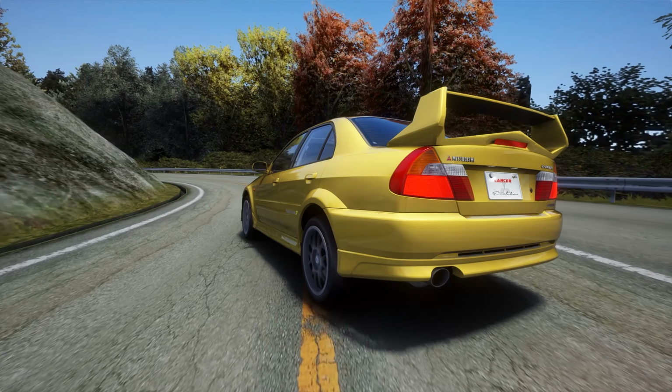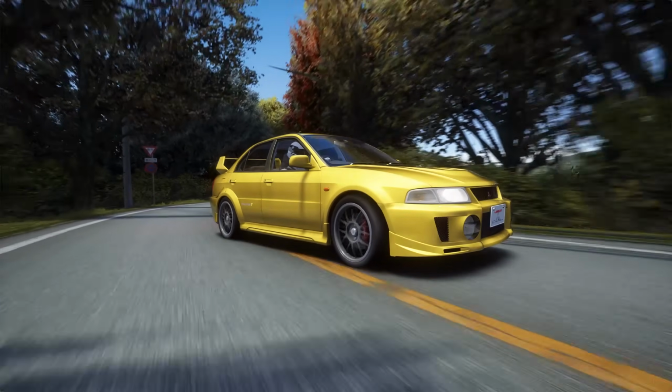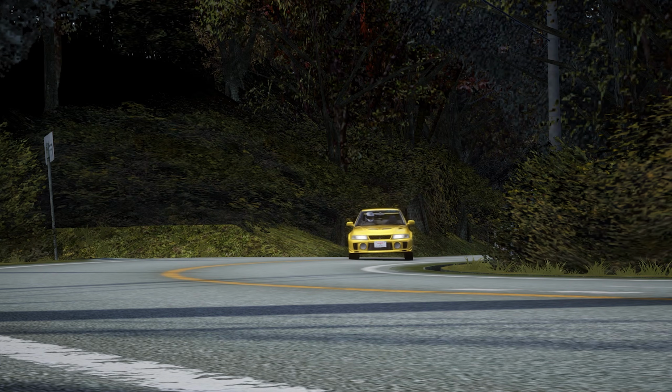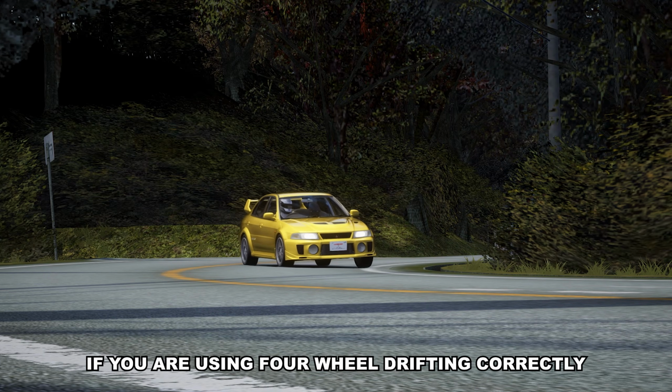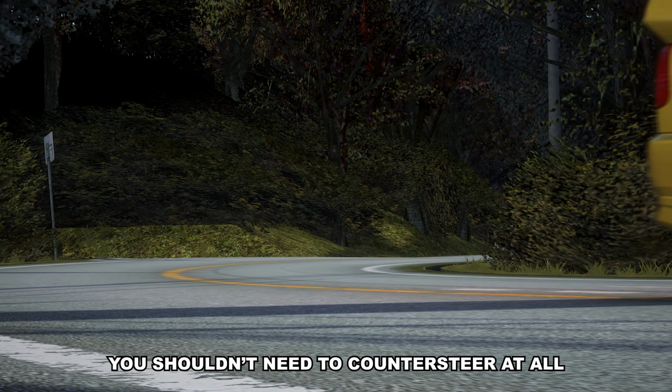So what is a four-wheel drift? A four-wheel drift essentially means that all four wheels are sliding, almost like oversteer and understeer at the same time. If you are using four-wheel drifting correctly, you shouldn't need to countersteer at all.